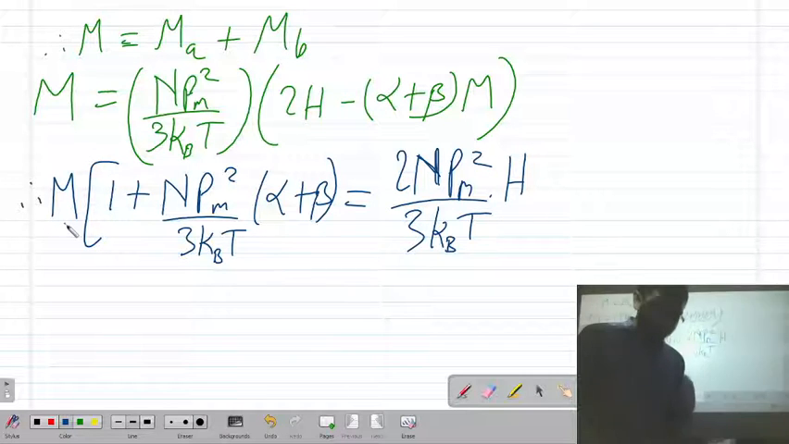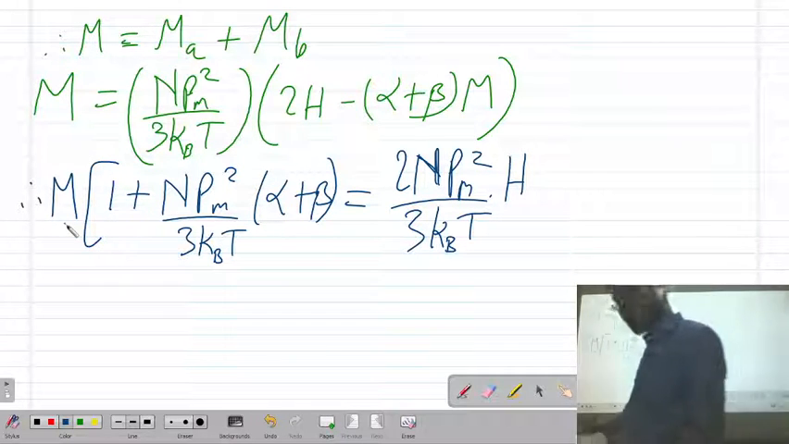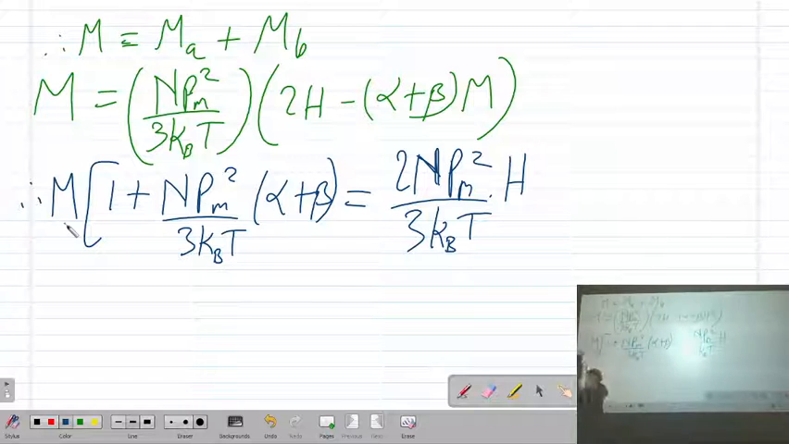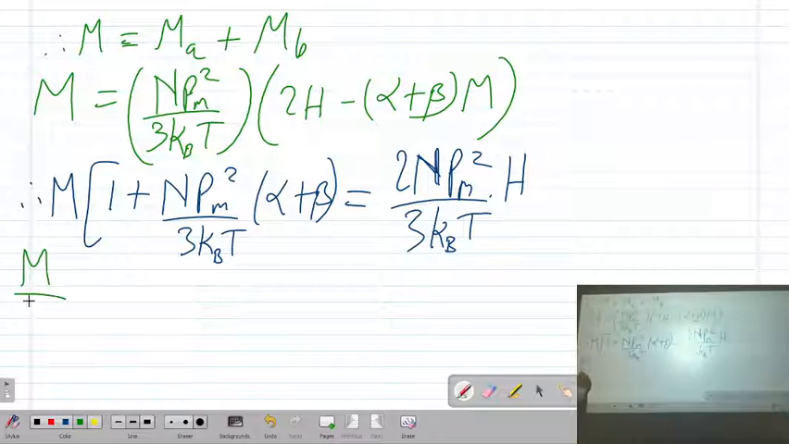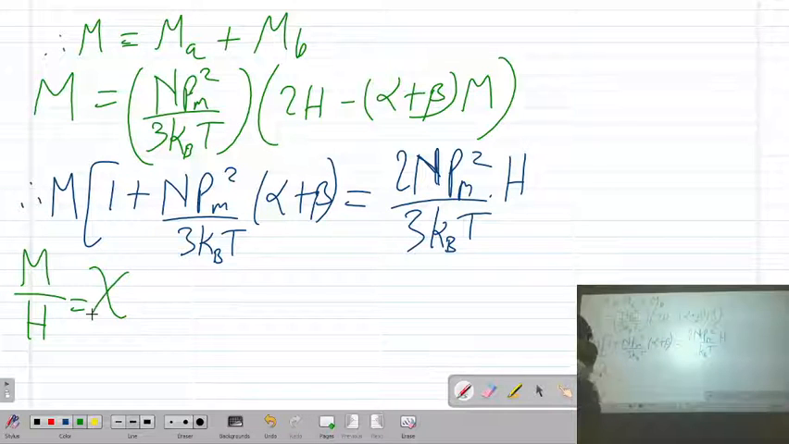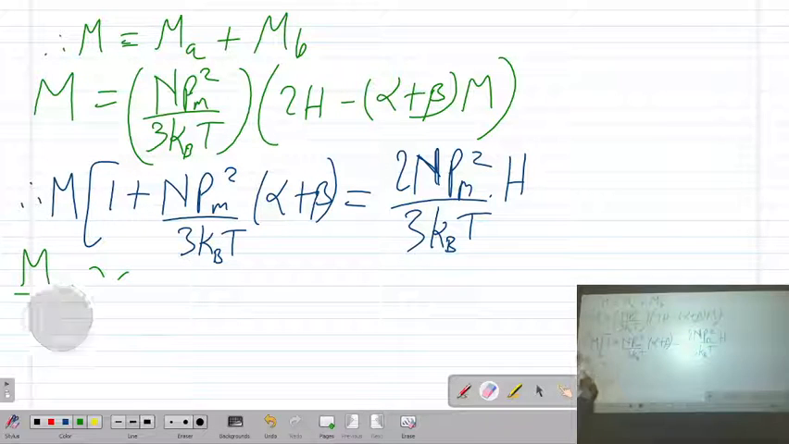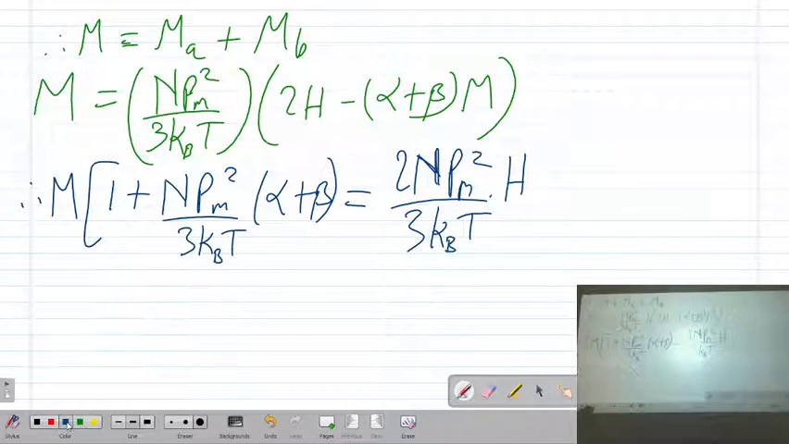Now we know that M by H is nothing but chi. So chi can be written over here instead of this. But before going to chi, let us assume some of the things.